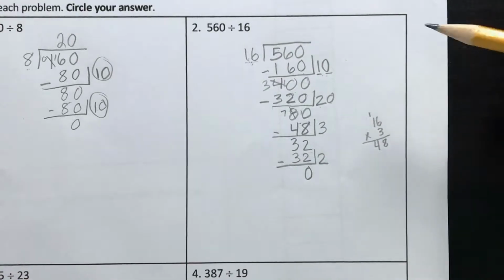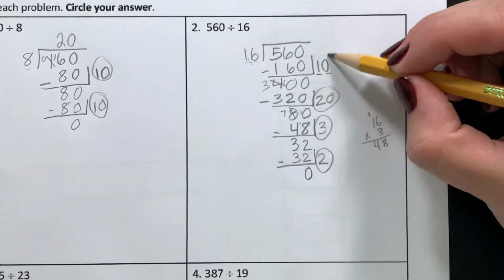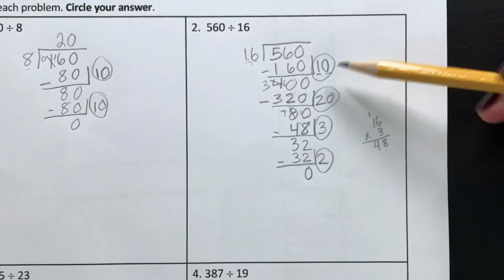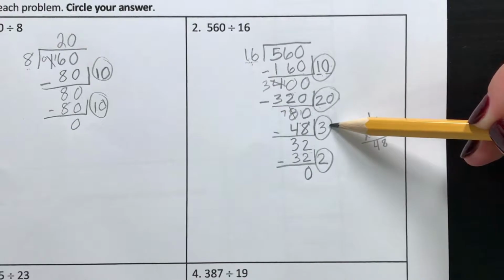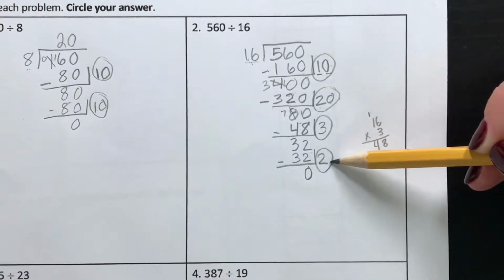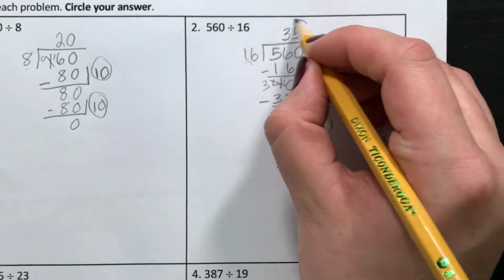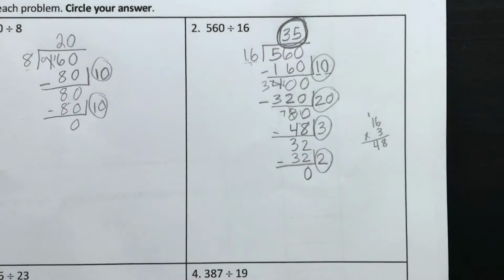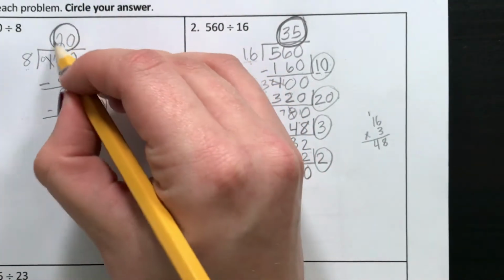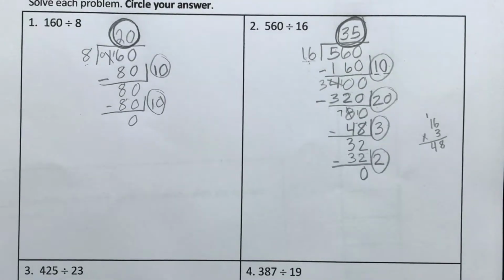So now I am at the end of my problem, and I need to circle all my outside multiples and add them up. So I have 10 plus 20 is 30, 30 plus 3 is 33, and 33 plus 2 is 35. So my answer is 35. And I want to make sure to circle my answer nice and bold, so it's very clear that that is my answer. All right, so those are the first 2 done. Let's move down to number 3.